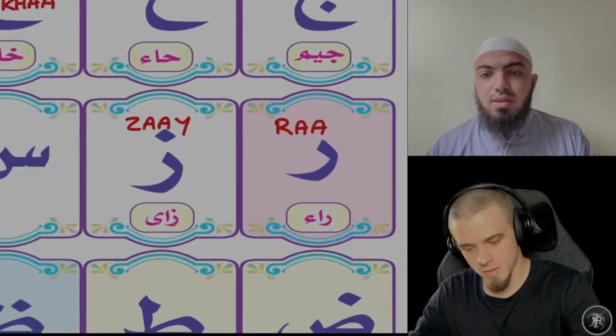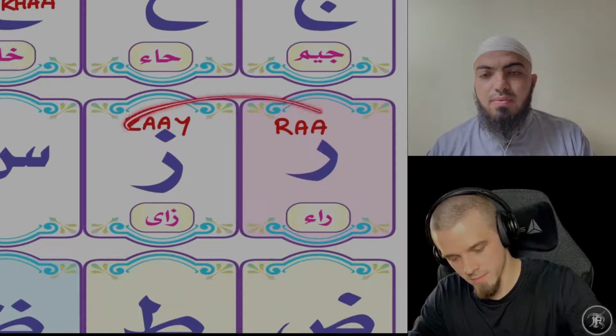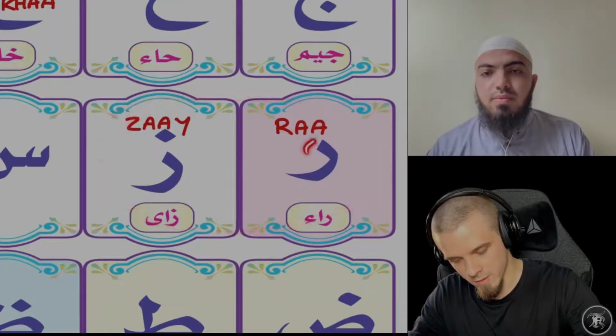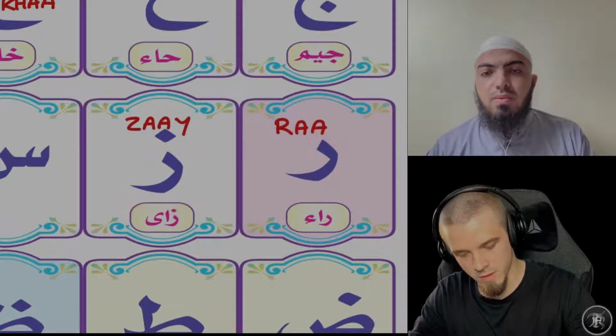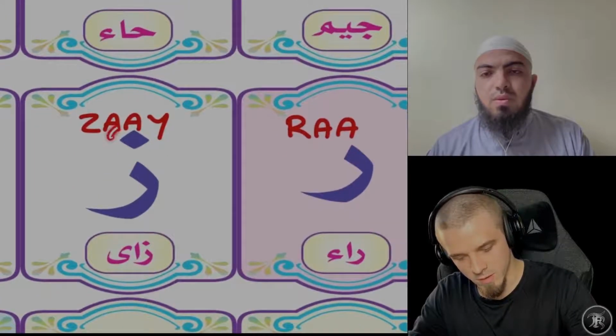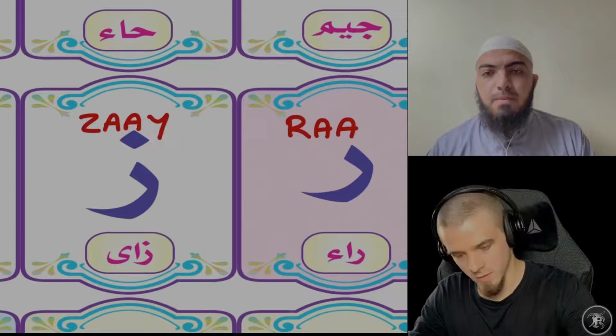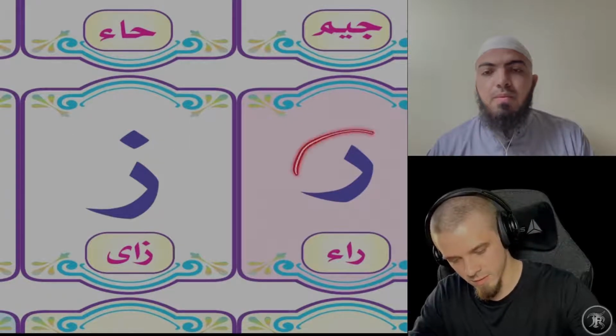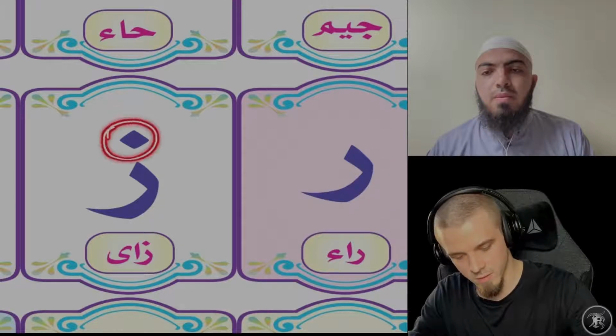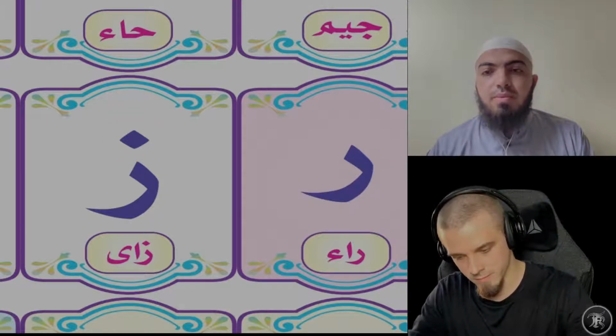Okay, so these 2 letters look the same. In terms of this shape and this shape, they are the same. Just the second one has a dot above it here. So if we erase this, we'll make it easier for you to see. This one has no dots, and this one has a dot.